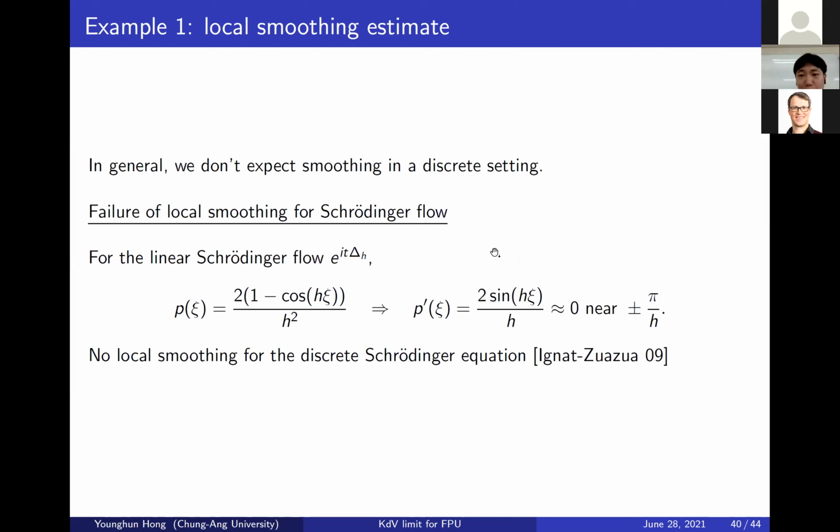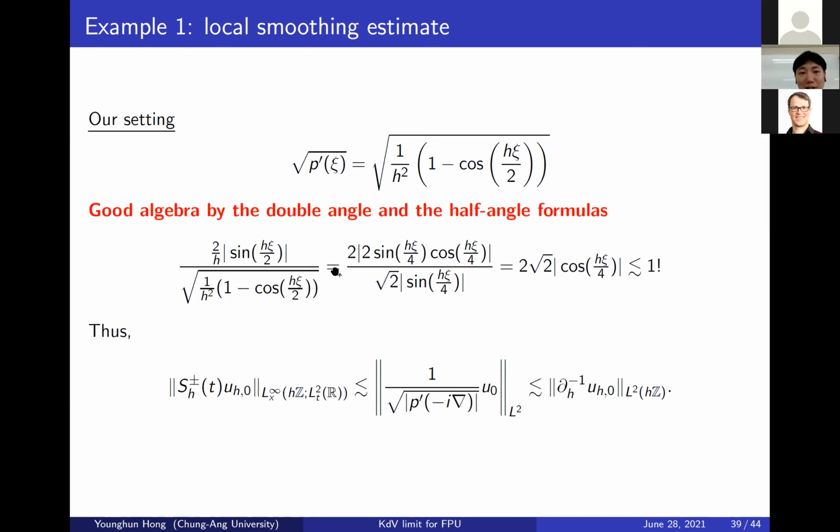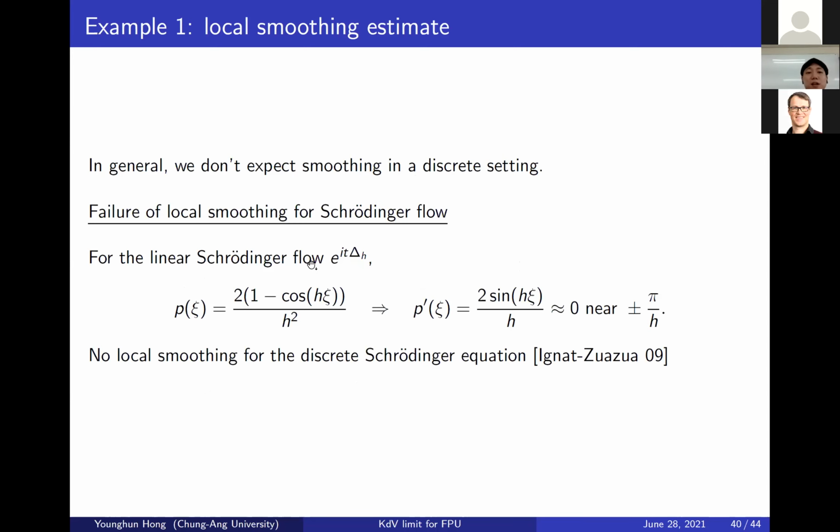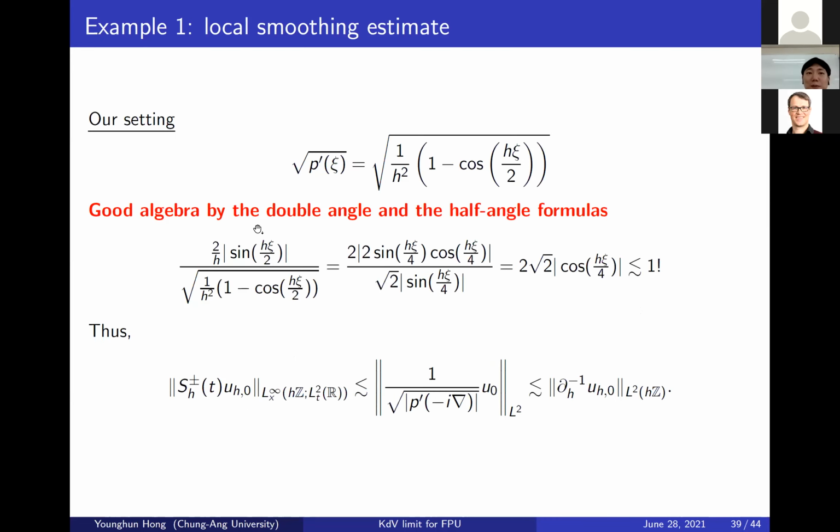Indeed, for the Schrödinger equation, in the PDE case on R, the 1D linear Schrödinger flow has similar local smoothing estimates. But in the discrete case, we don't have it, because for the discrete linear flow the corresponding P is this guy, but P prime can be 0 in the integral domain. So P prime cannot be comparable with the derivative operator, because in high frequency it is like 0. So local smoothing is not available for the discrete Schrödinger equation, but for the FPU case, there is a good algebra so that we have it.